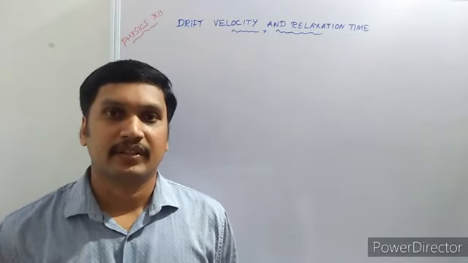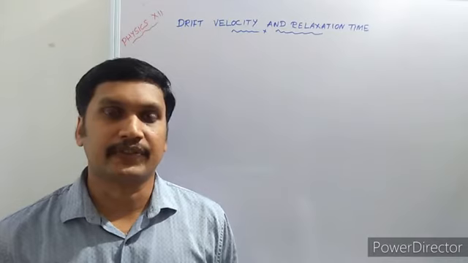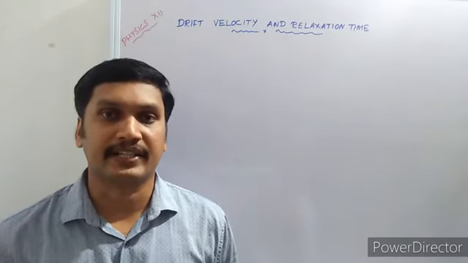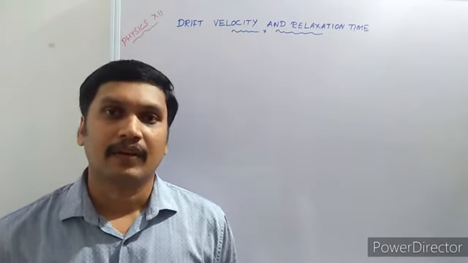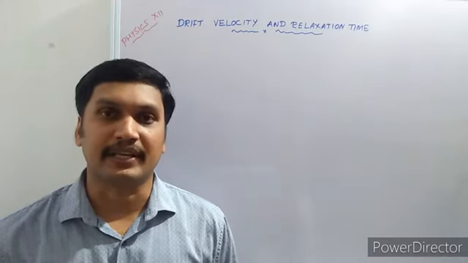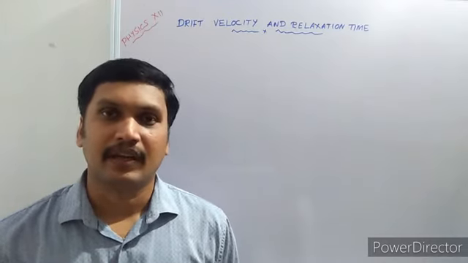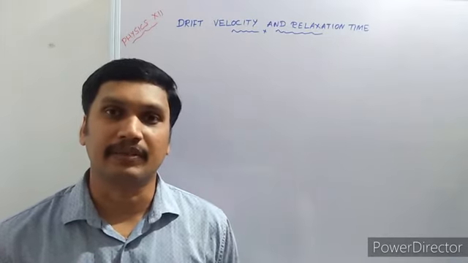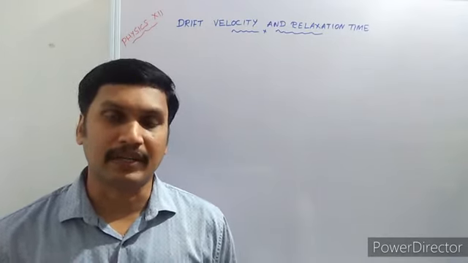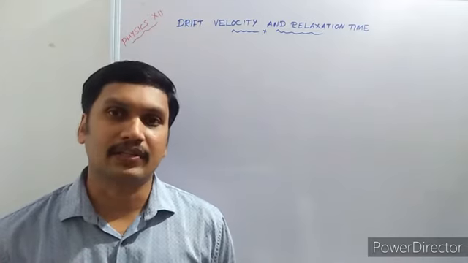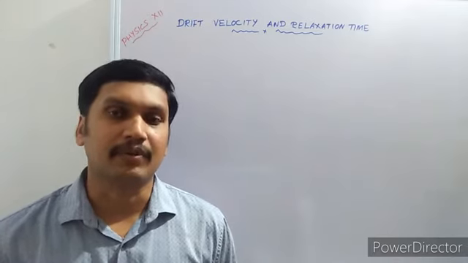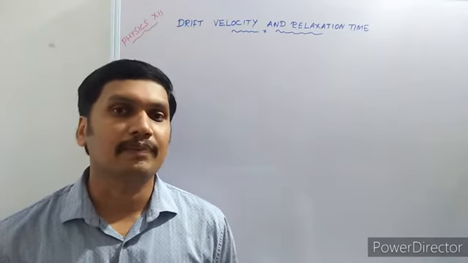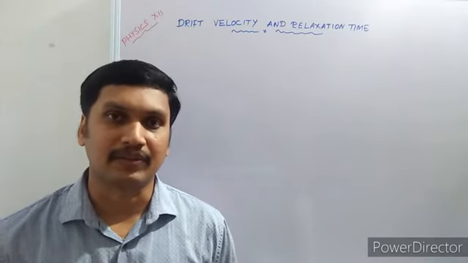Hello students, today we discuss drift velocity and relaxation time. We have many free electrons in metals. Nearly around 10 raised to 28 free electrons are there in a cubic meter. At room temperature, all these electrons are random in motion. There is no preferred direction for these electrons.